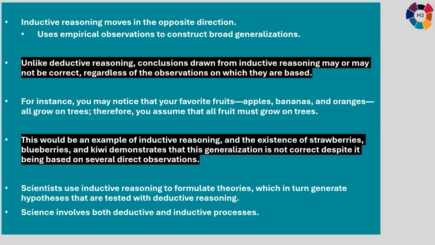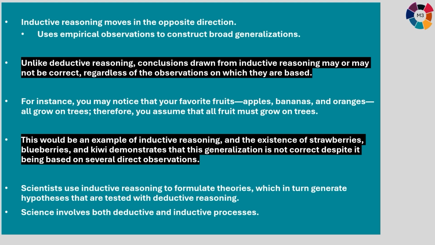Inductive reasoning moves in the opposite direction. It uses empirical observations to construct broad generalizations. Unlike deductive reasoning, conclusions drawn from inductive reasoning may or may not be correct, regardless of the observations on which they are based. For instance, you may notice that your favorite fruits, apples, bananas, and oranges, all grow on trees. Therefore, you assume that all fruit must grow on trees. This would be an example of inductive reasoning, and the existence of strawberries, blueberries, and kiwi demonstrates that this generalization is not correct, despite it being based on several direct observations.